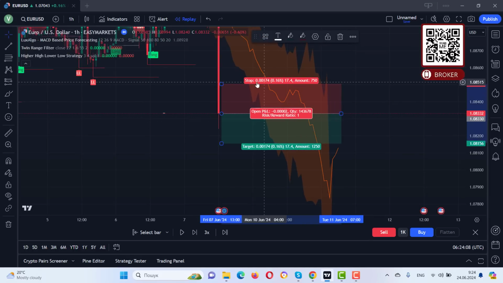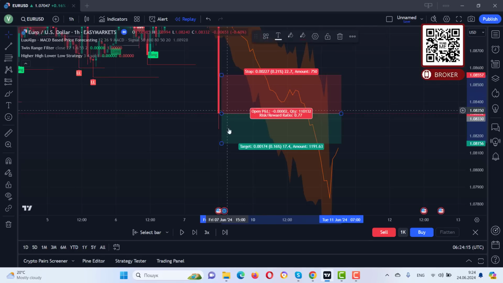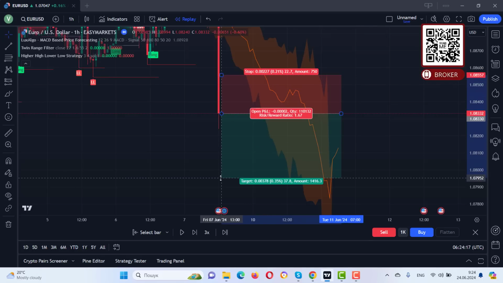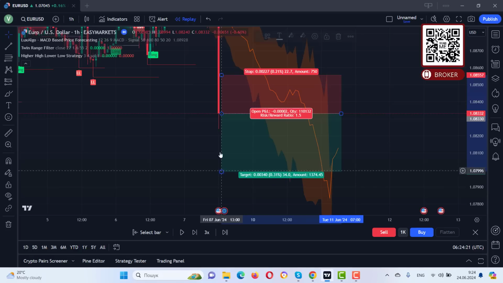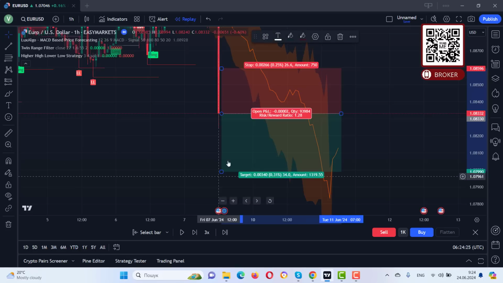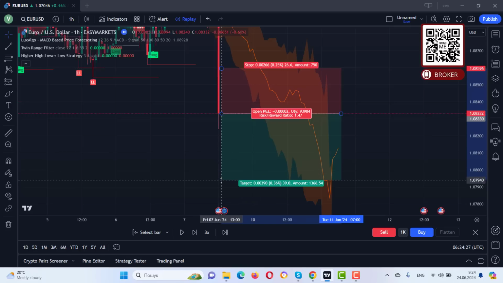Open a sell order. We set the stop loss and take profit. Let's raise the stop, let's do it this way. And the risk to profit ratio we take is 1.5.